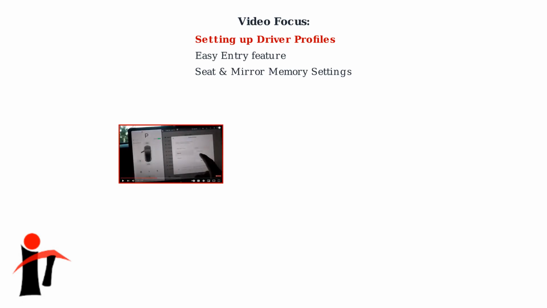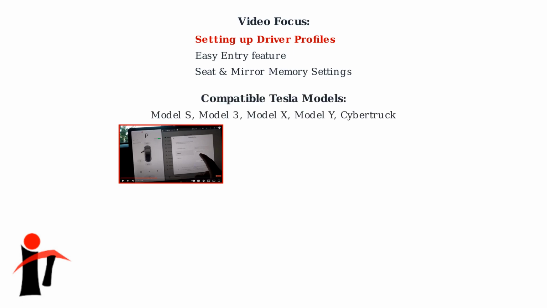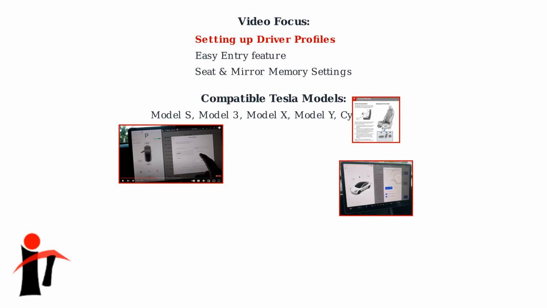This video series will guide you through setting up driver profiles, configuring the easy entry feature for automatic access, and adjusting seat and mirror memory settings. We'll explore how to create and manage profiles on the Tesla touchscreen interface. These features are available on all major Tesla models, including the Model S, Model 3, Model X, Model Y, and the Cybertruck. Whether adjusting seats for the perfect driving position or mirrors for optimal visibility, Tesla driver profiles make personalization effortless.